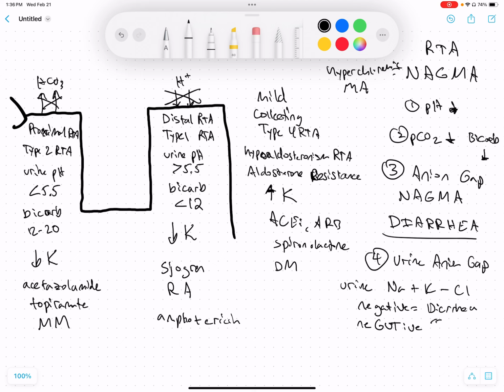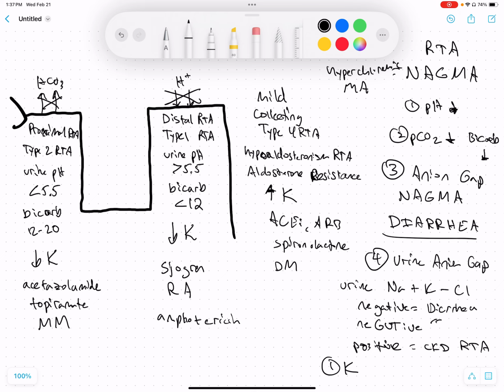If the urine anion gap is positive, you're thinking about a kidney lesion. So maybe CKD or RTAs. And at that point, if you've got a non-anion gap metabolic acidosis and your urine anion gap is positive, how are you going to differentiate between the different RTAs? Number one, you're going to look at the serum K, and as we already talked about, for type 1 and type 2, the K will be low. Type 4, the serum K will be elevated.